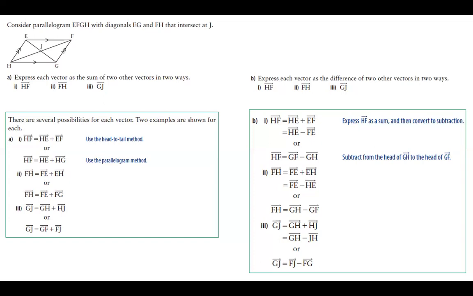And similarly, in question 3, vector GJ can be expressed as vector GH plus vector HJ. Also note vector HJ can be expressed as negative vector JH. So vector GJ can be expressed as vector GH minus vector JH. Or vector GJ can also be expressed as vector FJ minus vector FG. Okay, have a look at the solution here. Do you have any questions?